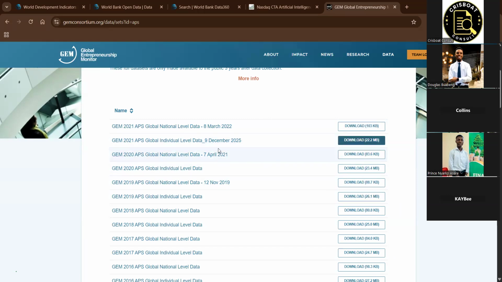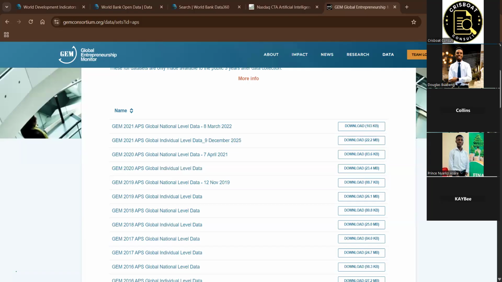So we have the 2025 data. Okay, they have released the December 2025 one. Wow. Yes, they have released the global individual level December 2025. The updated version of the 2021 version was released in. So you can just click here and download it. Let me open it and share the screen for you to see how it looks. This data is very comprehensive. You can try it.